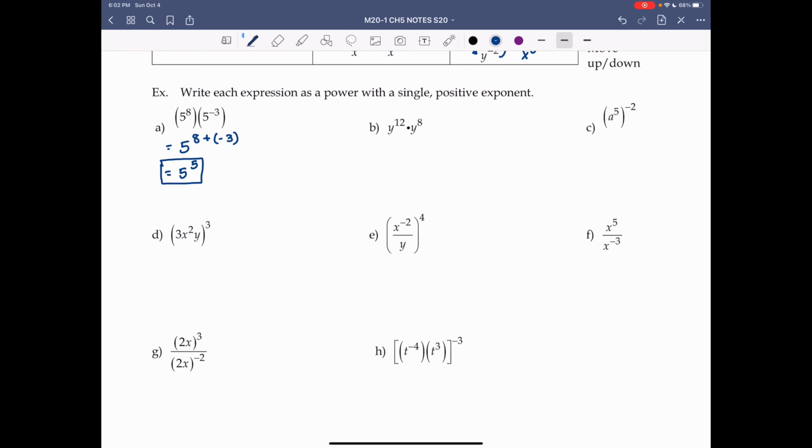Y to the power of 12 times y to the power of 8, that is also the multiplication law. We get y to the power of 12 plus 8, which equals y to the power of 20.